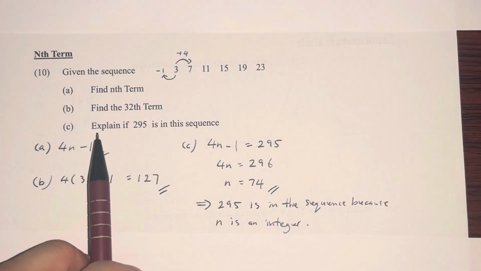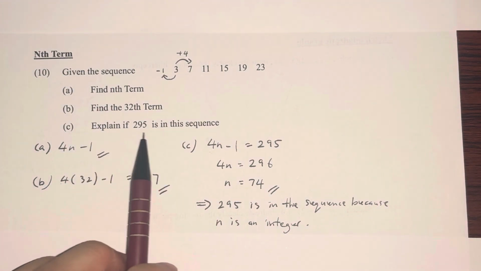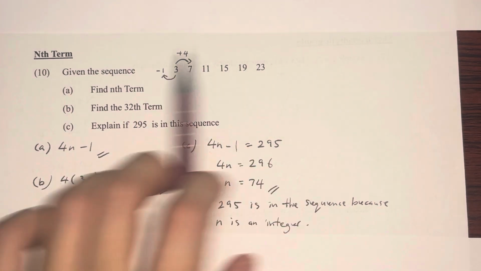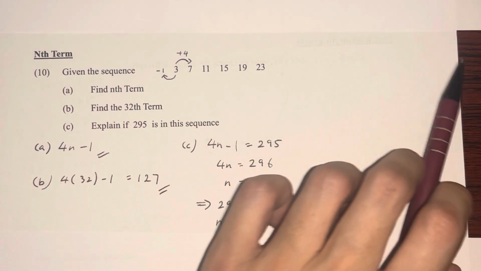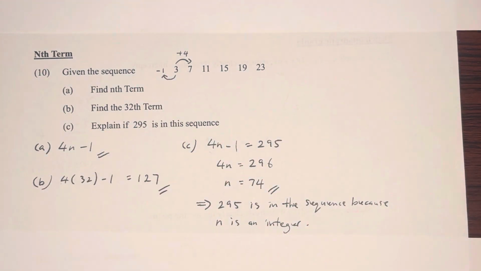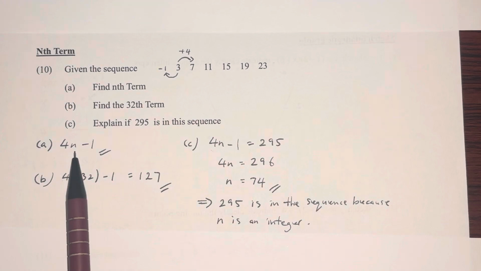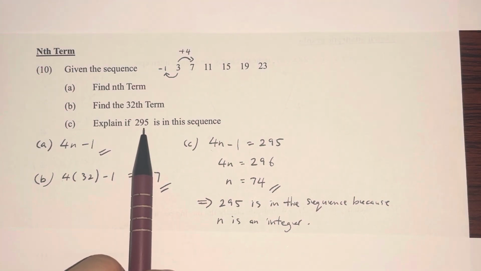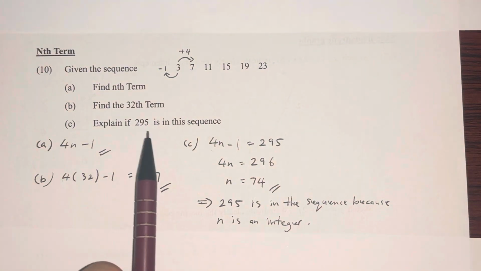And then usually they will ask you to explain whether a number is in the sequence. If you keep going, are you going to get 295? So clearly you cannot be counting one by one, right? Even if you do so, this is still 0 marks. So what we do is we let the nth term equal to this number, because subbing n is supposed to give me this, right?